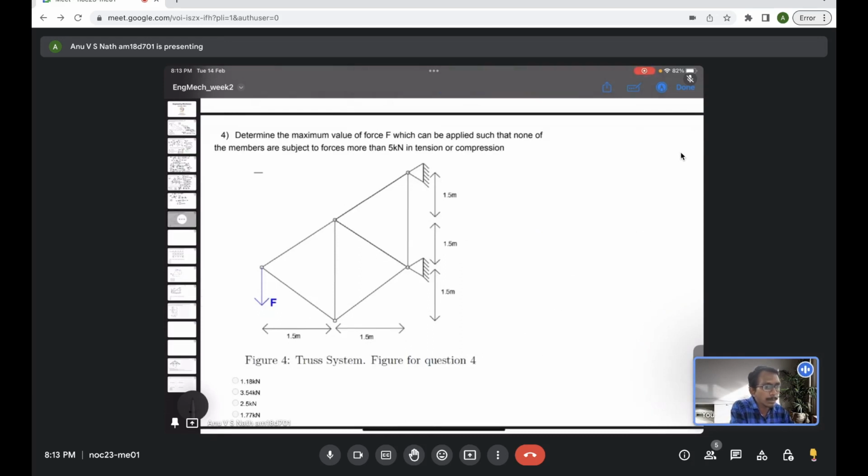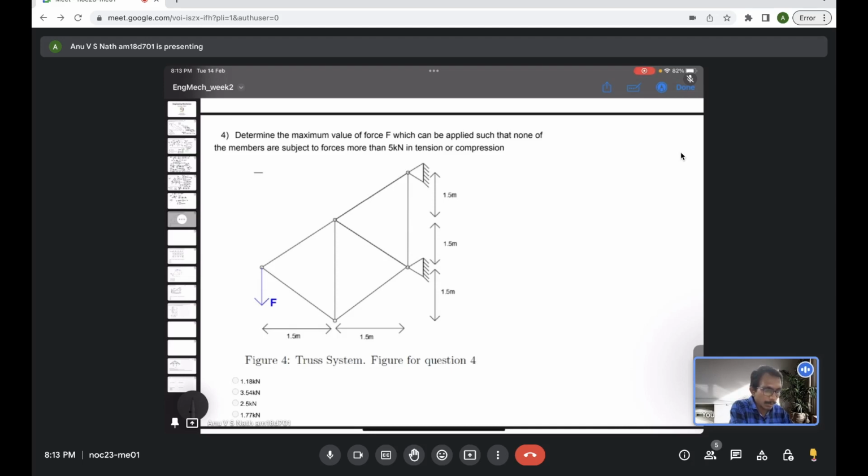Determine the maximum value of the force F which can be applied such that none of the members are subjected to forces more than 5 kilonewton in tension or in compression. Options are given: 1.18, 3.54, 2.5, 1.77. So I hope the question is clear.